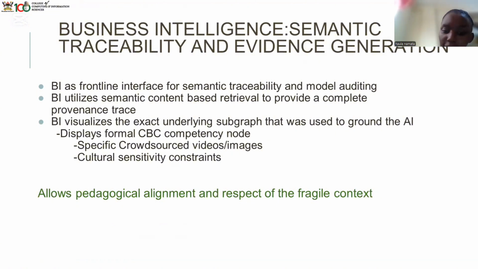So, the business intelligence and traceability evidence generation. Here we conceptualize the business intelligence as a semantic traceability and evidence generation interface rather than a traditional dashboard system. Our BI layer functions as an epistemic auditing interface for AI-generated educational content. Instead of static charts, the system performs semantic content-based retrieval. Users can inspect the exact curriculum competency, the multimedia evidence, and the graph substructures used around the AI-generated lessons. This enables verifiable education evidence generation.